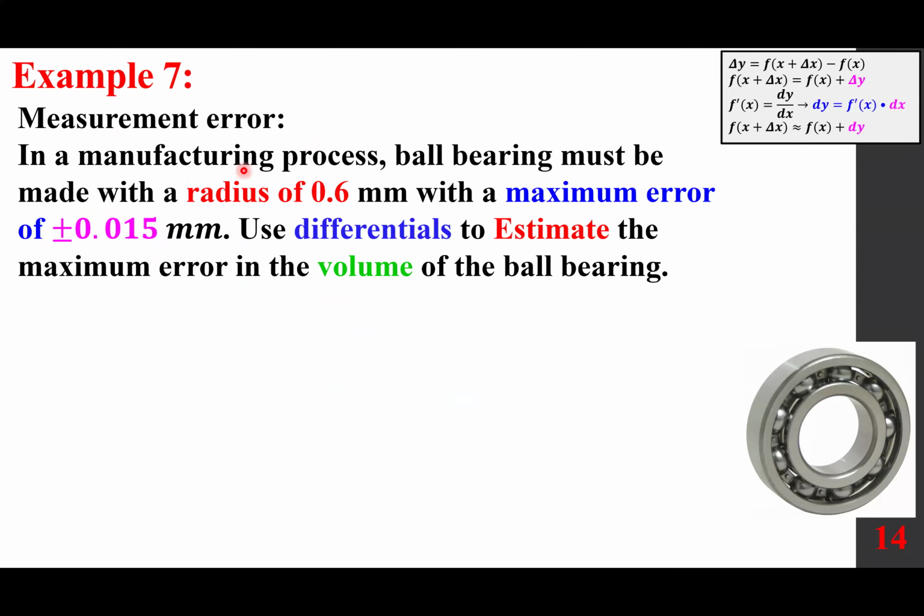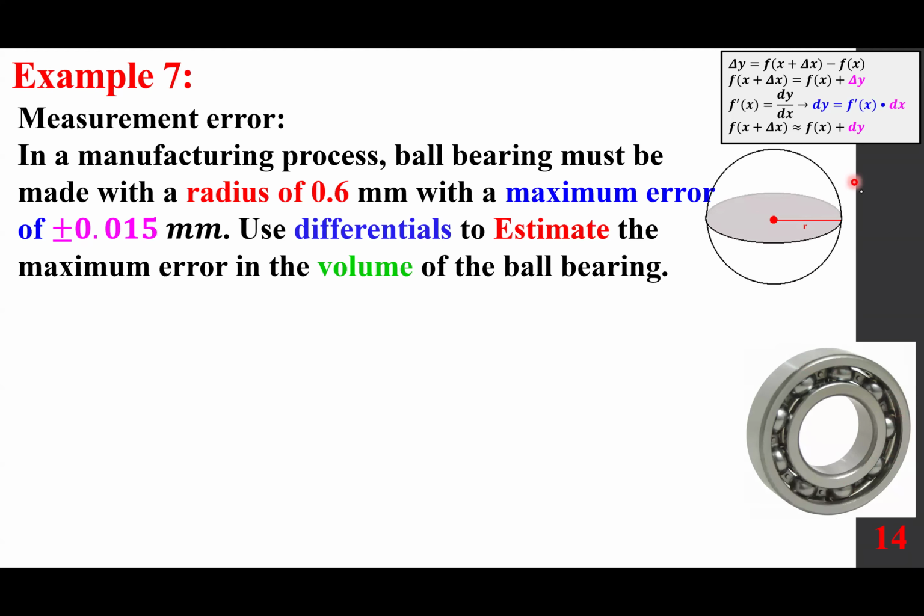Measurement error. In a manufacturing process, ball bearings must be made with a radius of 0.6 millimeters, with a maximum error of plus minus 0.015 millimeters. Use differentials to estimate the maximum error in the volume of the ball bearing. So these are ball bearings. As you can see, they are in spherical shape. So we should recognize the sphere.